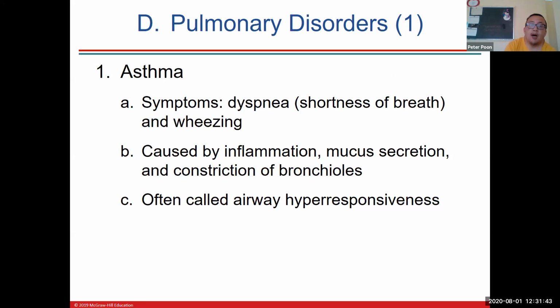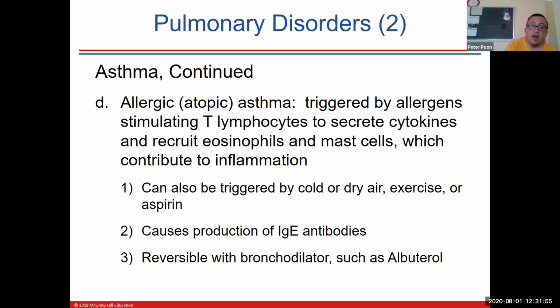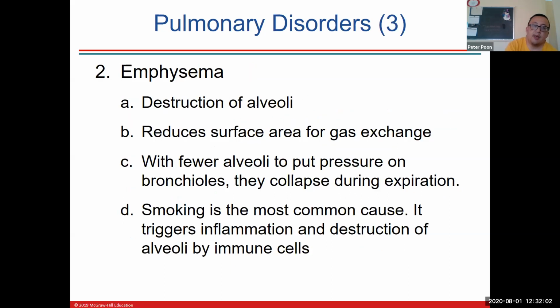Asthma is symptoms of shortness of breath and wheezing, caused by inflammation, mucus secretion, and constriction of the bronchioles. So I'm sure you guys understand asthma. Emphysema, you might not understand as well.